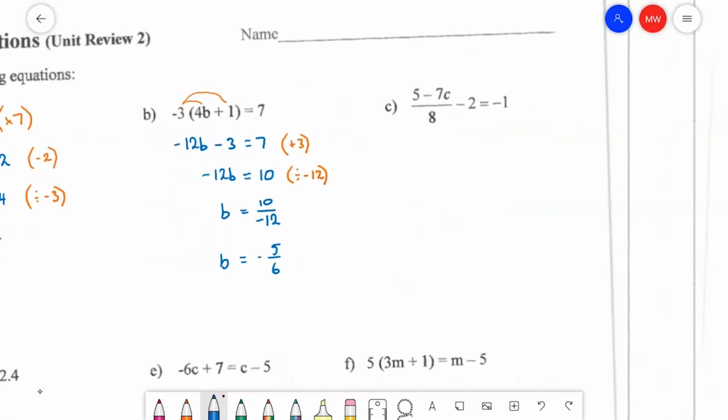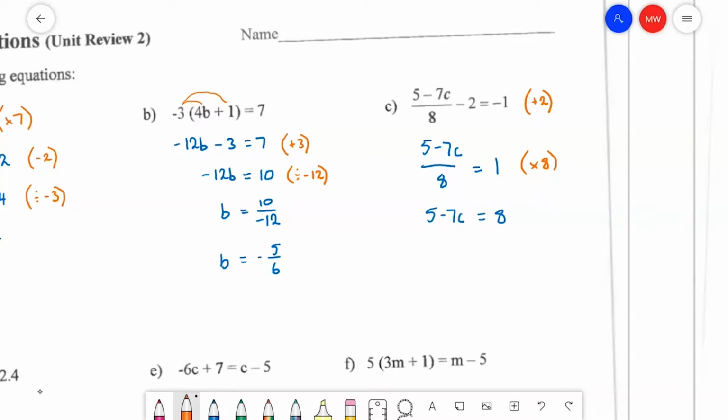Question 1c, this one's a 3-step balance method question, but it's still just balance method. Let's remove that 2 first, it's out here by itself, that minus 2. We'll do that by adding 2 to both sides. All I have left is 5 minus 7c all over 8, and on this side, I'll have 1. Let's get rid of the 8. It says to divide by 8, so I'm going to multiply by 8 both sides. All I have left is 5 minus 7c, and on this side, I'll have 8.